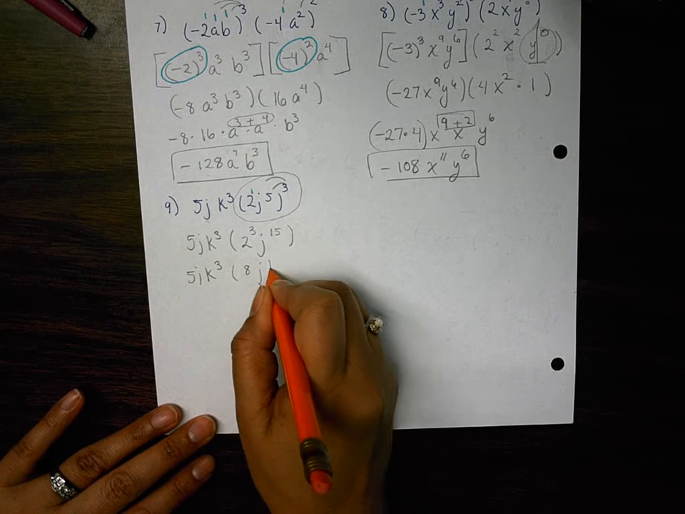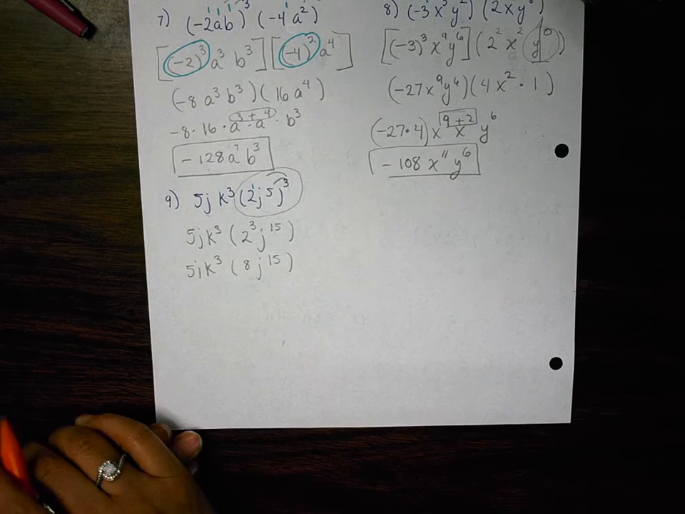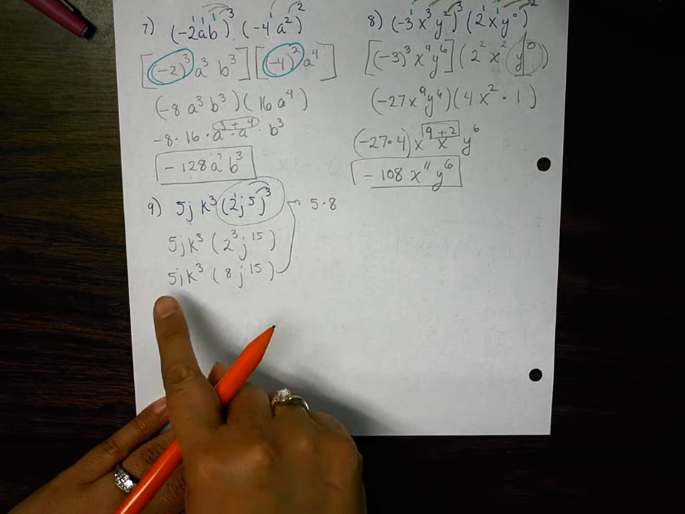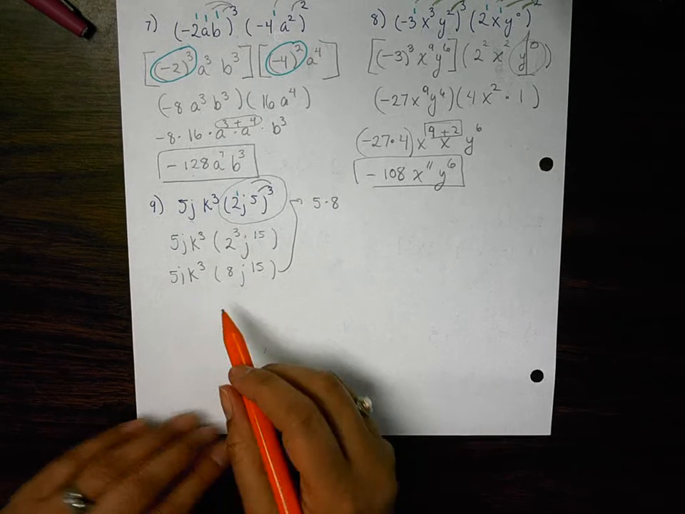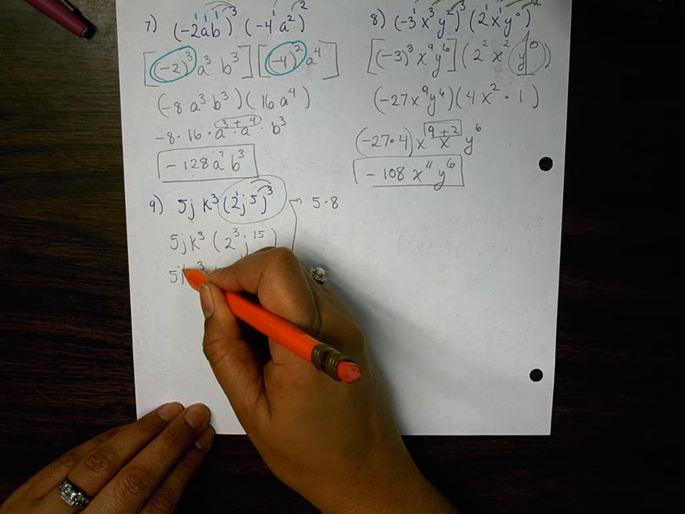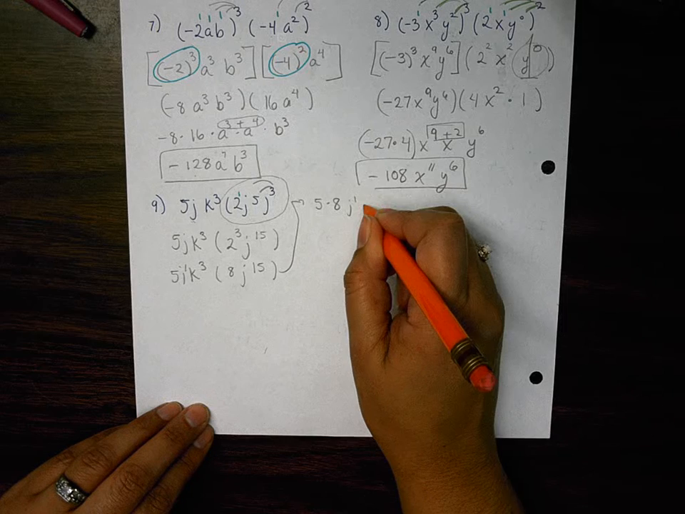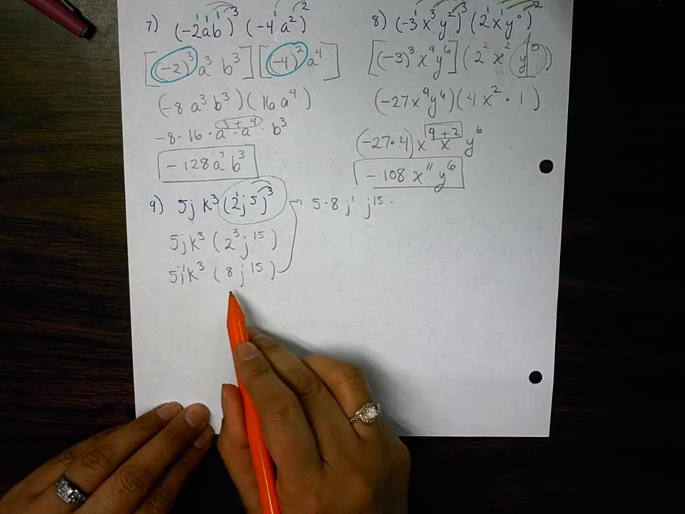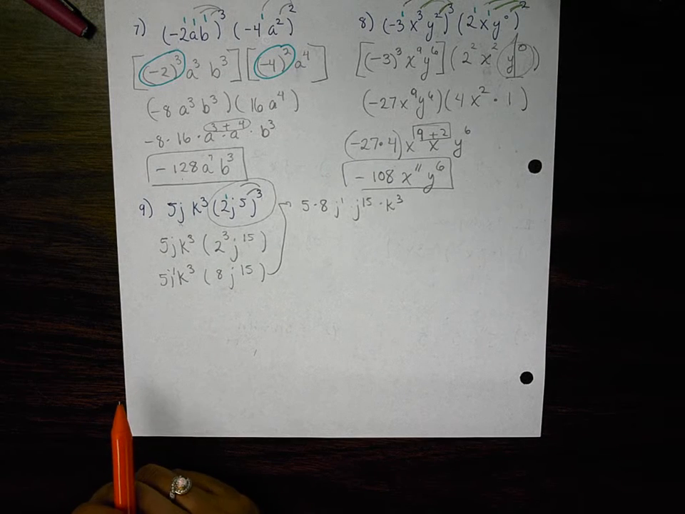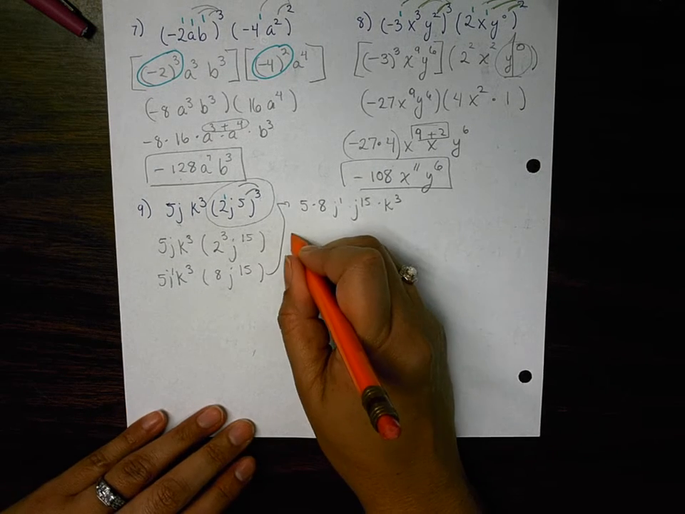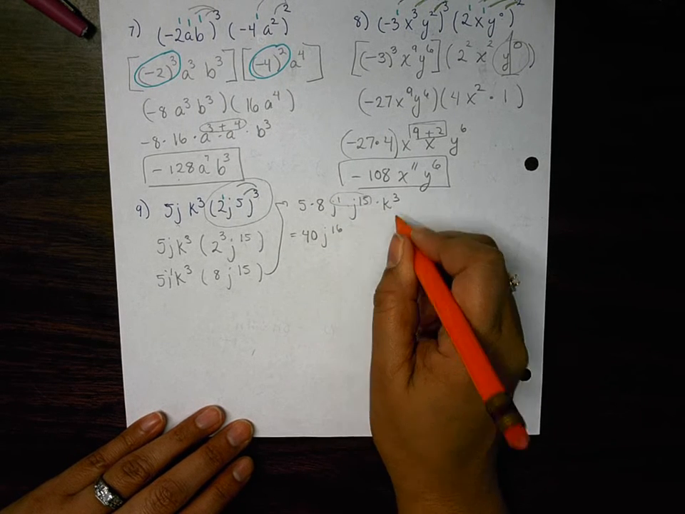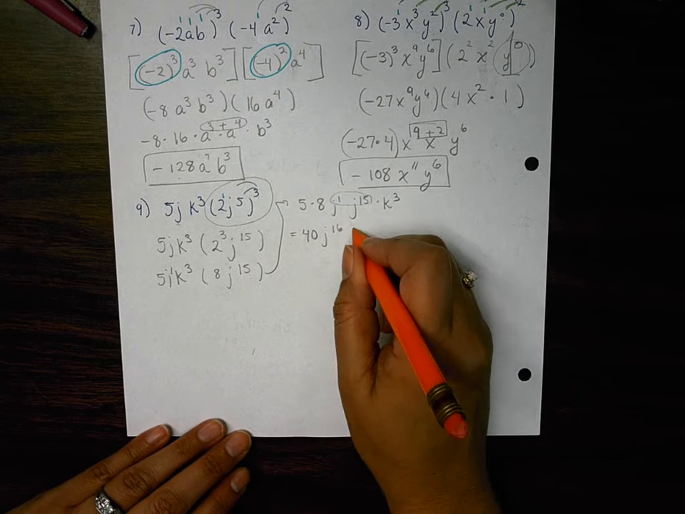15th. Again, if it helps regroup, I'm going to move my work up here. 5 times 8. What's on this j? I didn't add it in there initially. What's here that I don't see? A 1. Times j to the 1st times j to the 15th times k to the 3rd. All right, so what do we end up with? 5 times 8 is 40. Add your exponents. J to what power? 16. Does k have any exponents to add with? No, so it's just k to the 3rd.